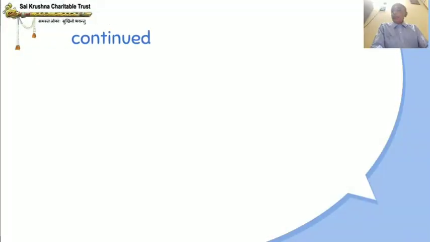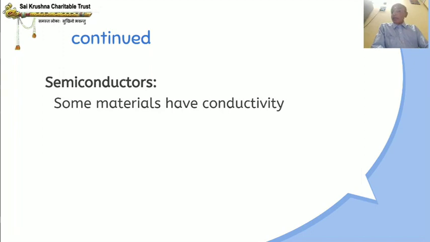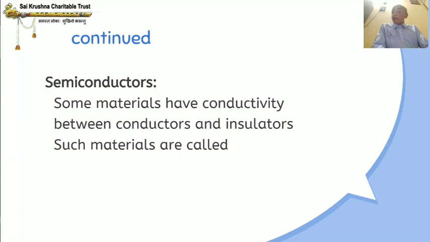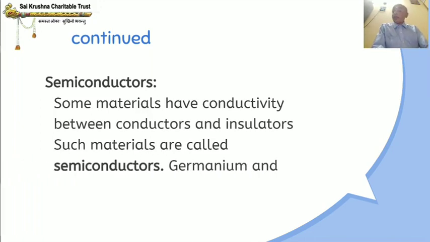Okay. Now, semiconductors. What are semiconductors? These are the substances that have conductive properties between conductors and insulators. So, some materials have conductivity between conductors and insulators. Such materials are called semiconductors.